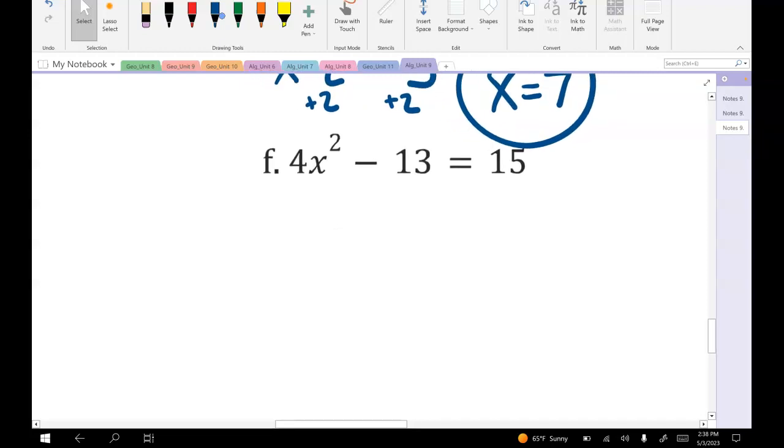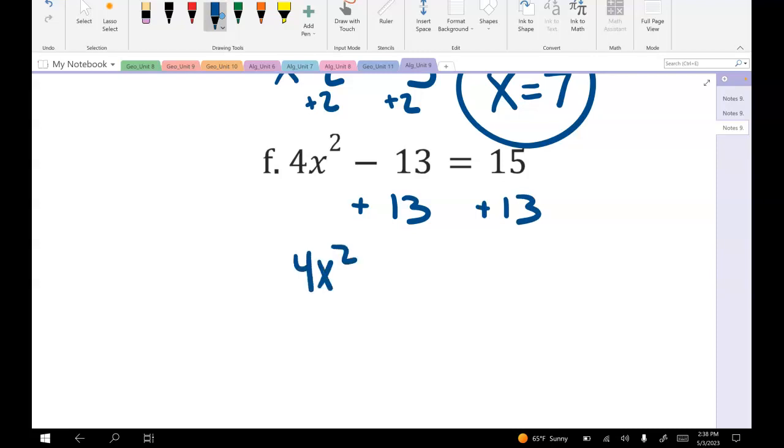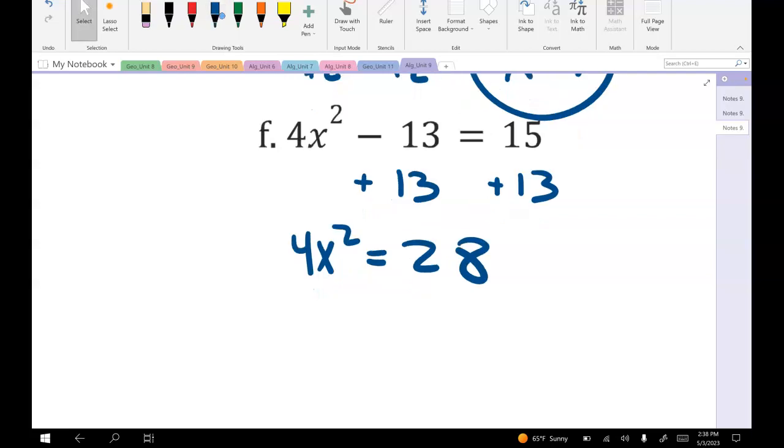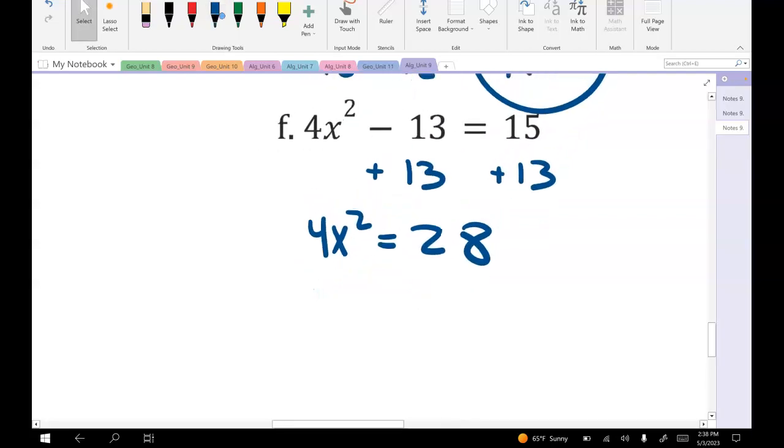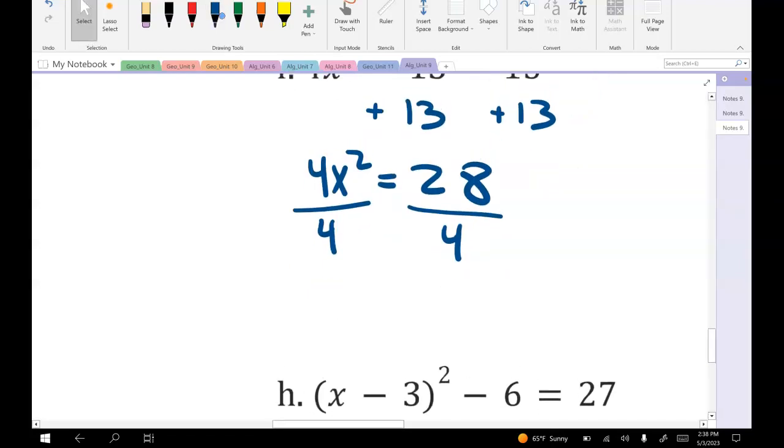Letter F, again, this is just like a two-step problem. You'd have to add 13 to both sides. So you got 4x squared is equal to 28. Now you have your two steps that are left. Your first step would be to divide each side by 4. So you have x squared is equal to 7.